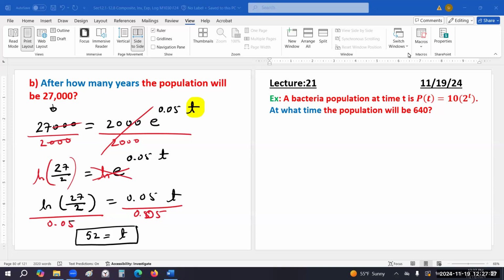Population increase. Depreciation is when we have a fraction on the base.